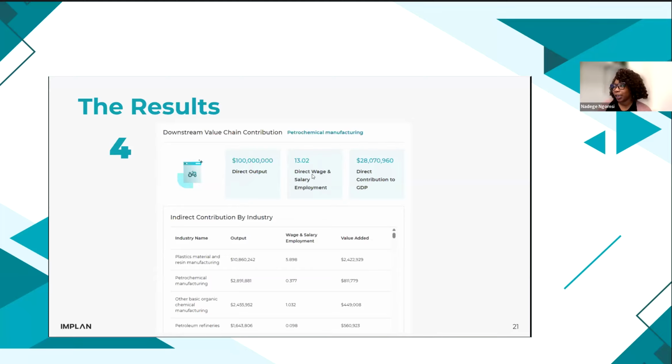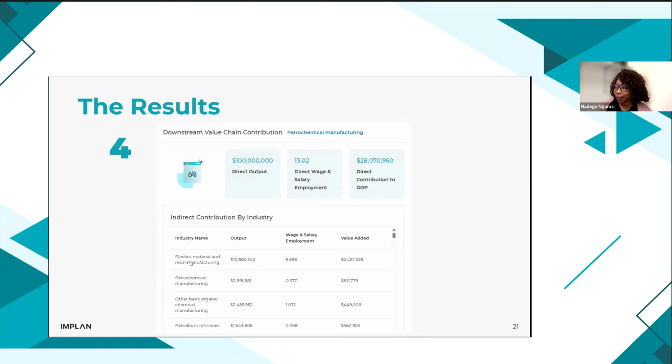13.02. What does this number mean? These are the actual salary, employment, and headcount that will be affected, that will support Emily's downstream contribution activity. And then this $28 million that you see here, this is the direct contribution to GDP. So not only will her green solvent make everything else more green further down in the supply chain.